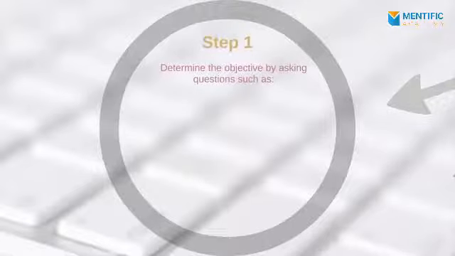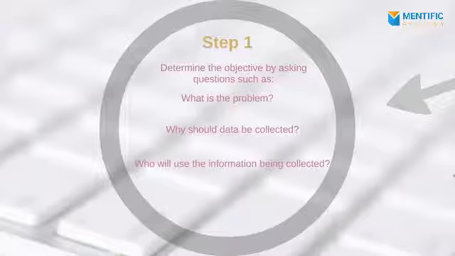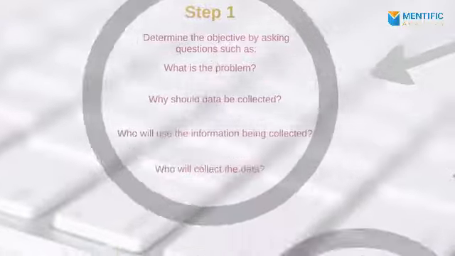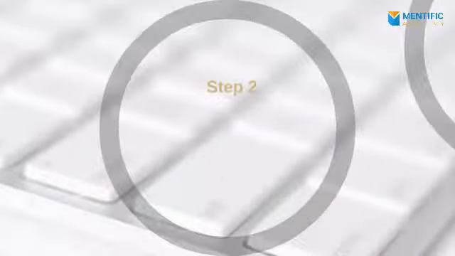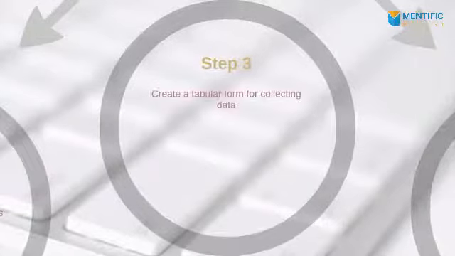What are the steps involved in creating tally sheets? The first step would be to determine the objective by asking questions such as, what is the problem? Why should data be collected? Who will use the information being collected? Who will collect the data? The second step would be to decide the features, characteristics, and items to be checked. The third step would be to create a tabular form for collecting data.